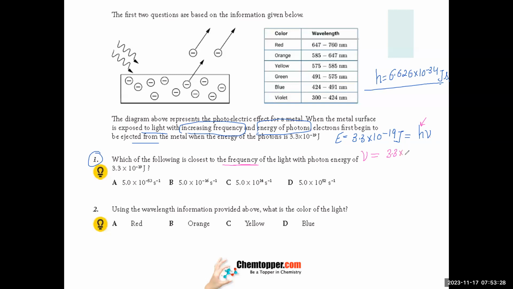3.3 times 10 raised to a minus 19 divided by 6.626 times 10 raised to a minus 34. Put it in parentheses. Take care of the units. Joules divided by joule seconds, joules cancelled. Frequency we know is per second. All these are per second. So units are not troubling us. Just get the answer then.